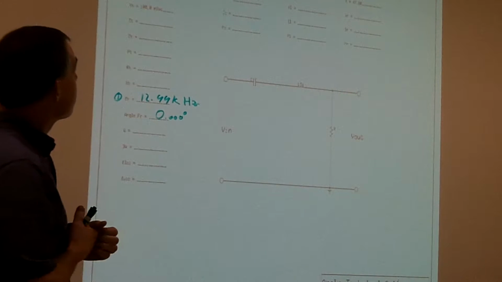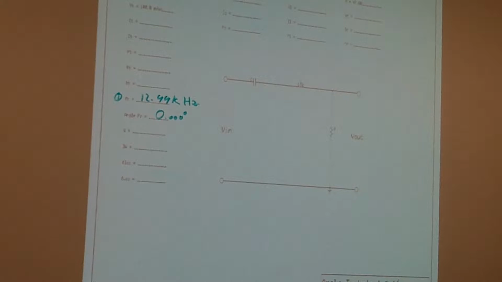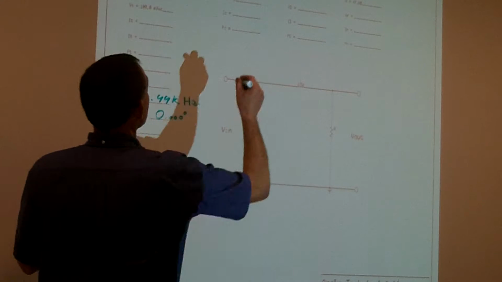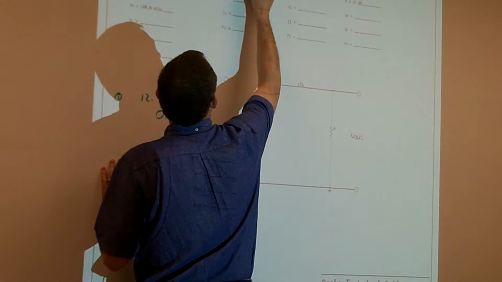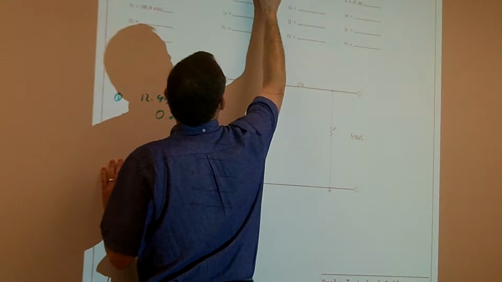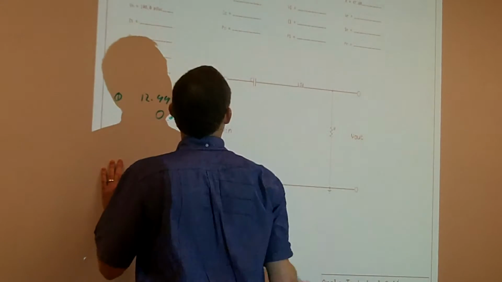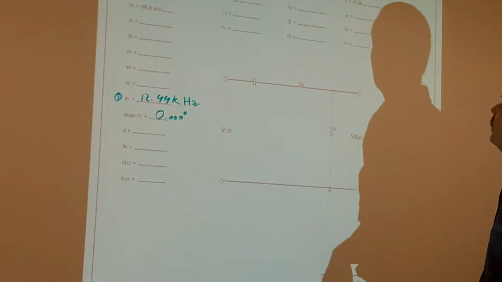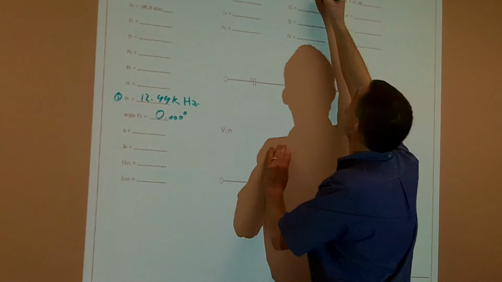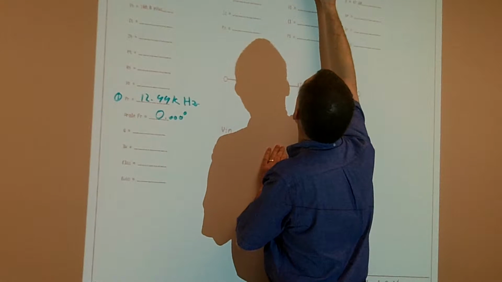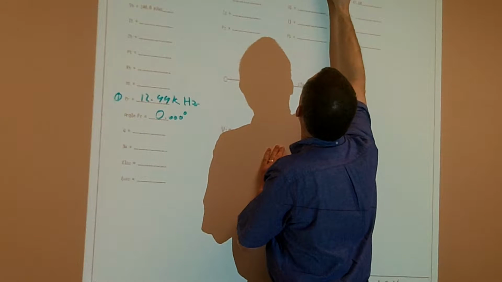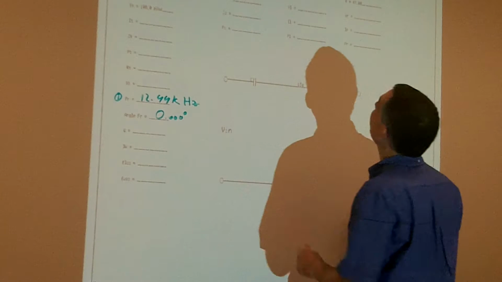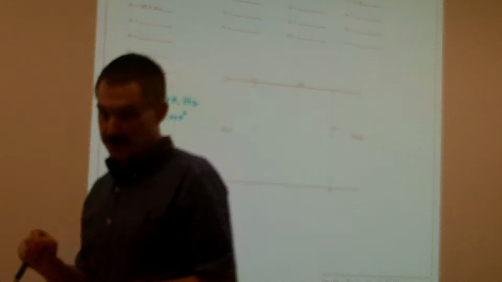X of C is 1.225 kilo ohms. 1.225 kilo ohms. And once we know X of C, then we're going to know X of L, so we can go ahead and fill that one in. All right. Okay, so what would be our next step then?